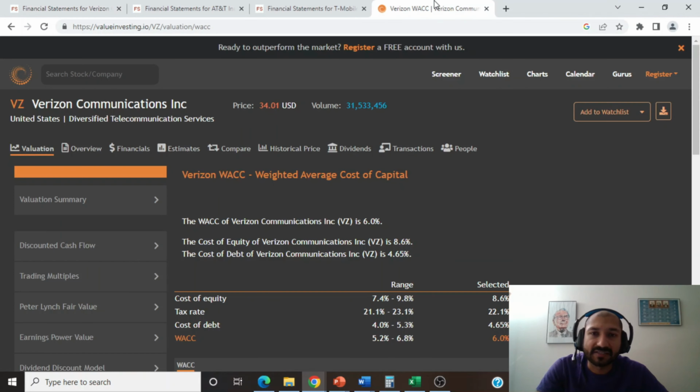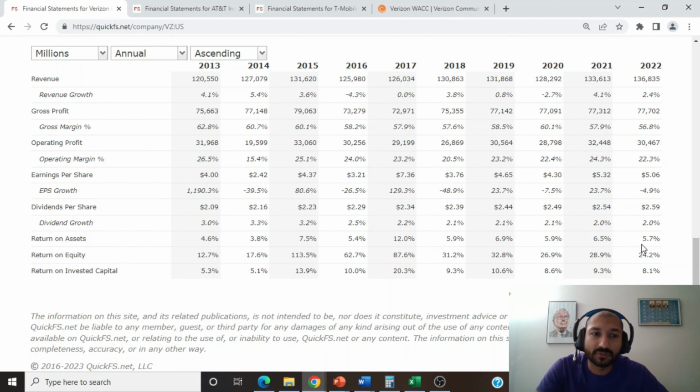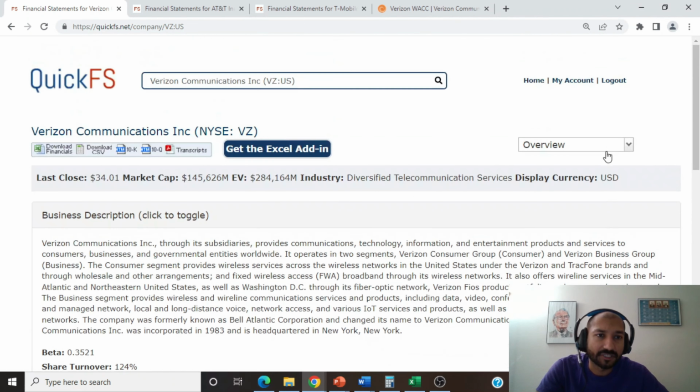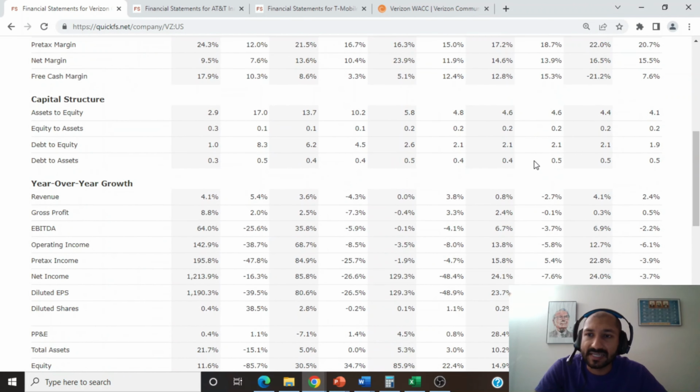Verizon's weighted average cost of capital, also known as the company's hurdle rate, is about 6.0%. And since the company's return on invested capital is greater than its weighted average cost of capital, we can safely say that the management is creating value for its shareholders. Now let's look at some other key ratios. Let's look at the company's capital structure.